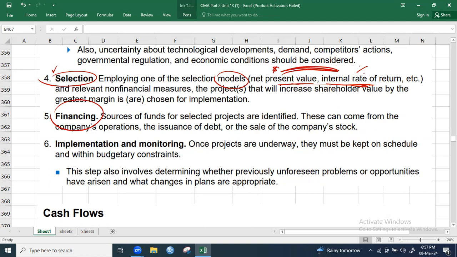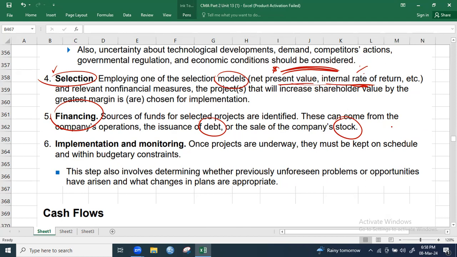So then you will think about where you will get finance. Maybe you will issue debt, say bonds, loan notes, things like that. Or maybe you will sell the stock of the company, shares of the company, to get the money. Or maybe you will get the money from your retained earnings, or from your day-to-day operations, to finance this machine. So this is what is called the next stage, financing.